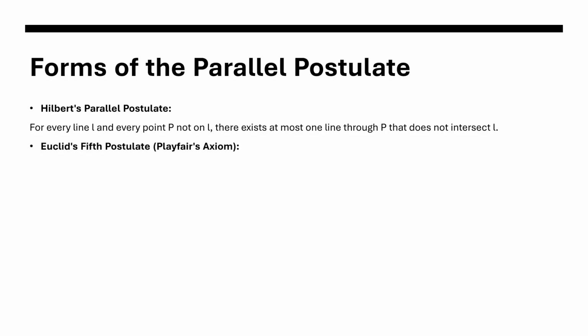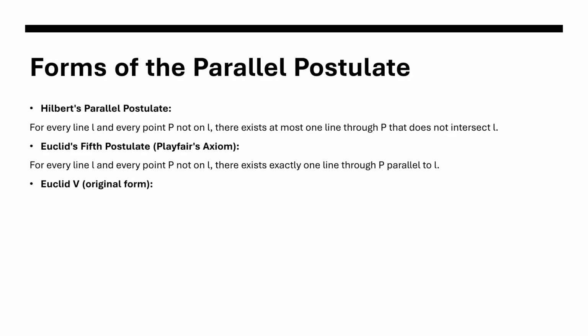Another, we have Euclid's fifth postulate according to the wording of Playfair's axiom. So we have here that for every line L and every point P not on L, there exists exactly one line through P parallel to L. So this is the most common modern formulation, Playfair's axiom, his interpretation of Euclid's fifth postulate. So it's exactly one directly. John Playfair rephrased Euclid's awkward statement into this clearer form.